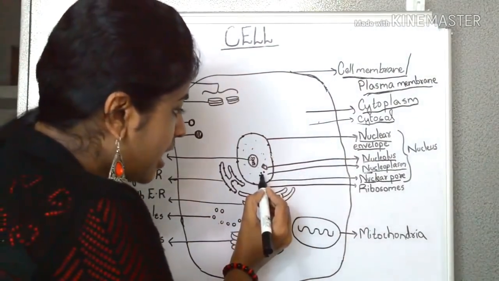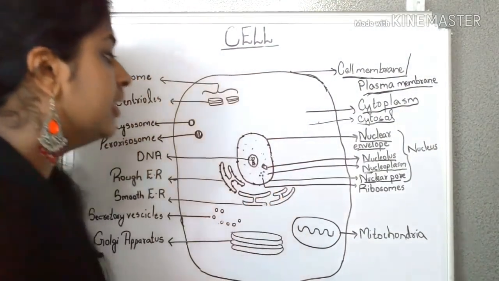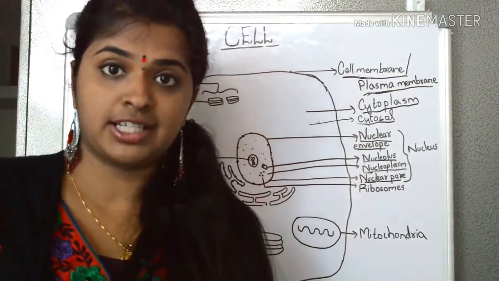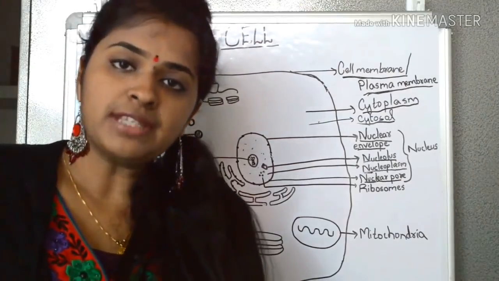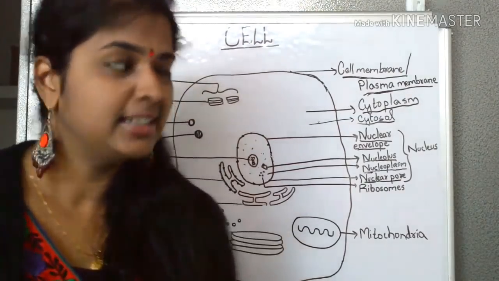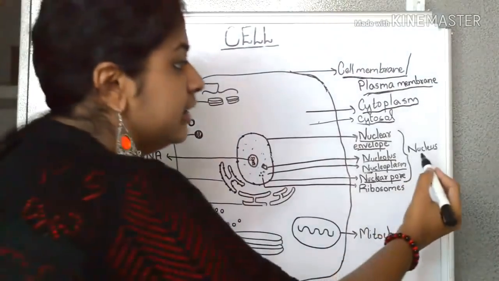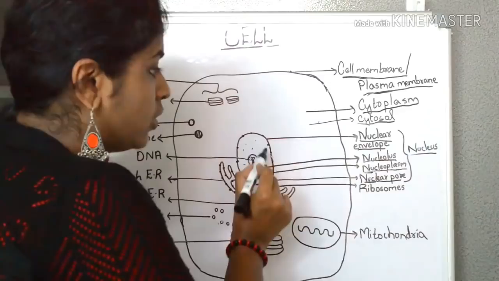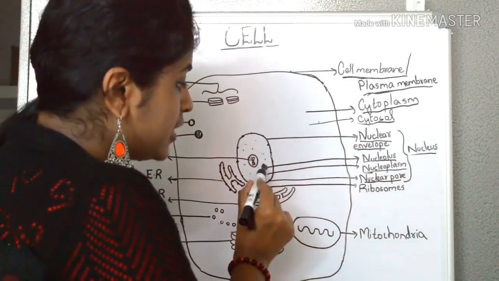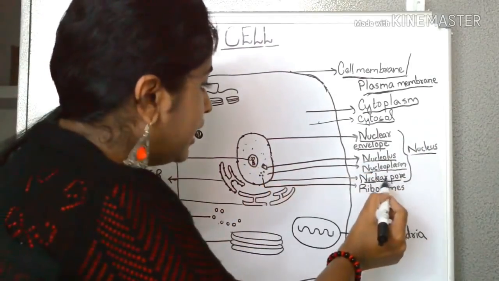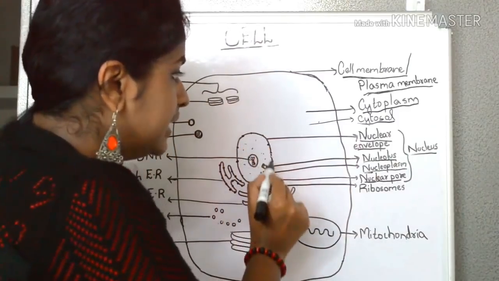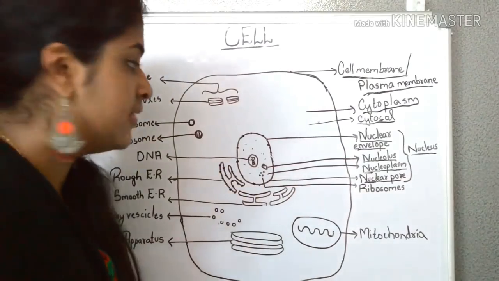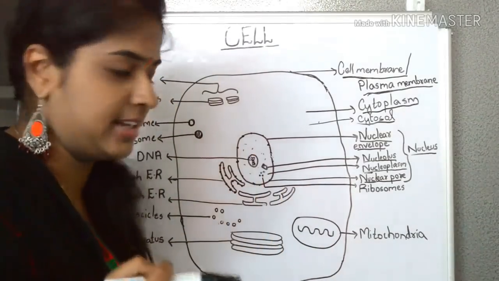See, these are ribosomes. Without ribosomes there will be no production of proteins, so ribosomes help in the production of proteins. This is the nucleus. The nucleus contains the nuclear envelope, the outer covering, the nucleolus which produces ribosomes, nuclear pores which are present on the nuclear envelope, and nucleoplasm, which is a fluid type substance.